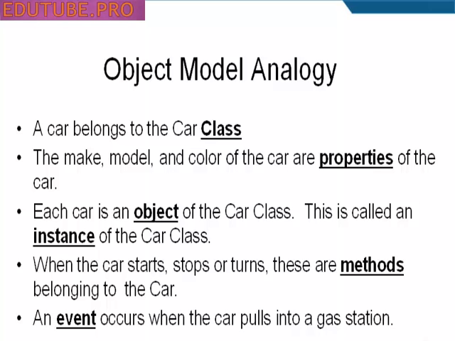When the car stops, or starts, or turns, these could be considered methods belonging to the car. That is, these are actions or verbs that the car can perform. And finally, an event occurs when an action occurs, such as when the car pulls into a gas station. The action of pulling into the gas station is considered an event. Similar to a person clicking the mouse might be considered an event.